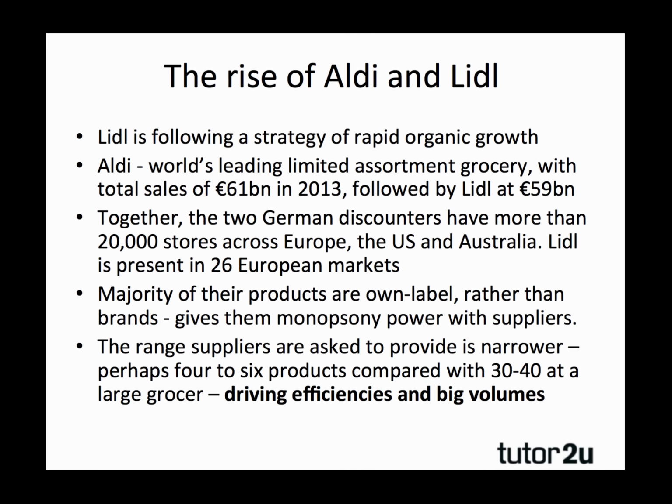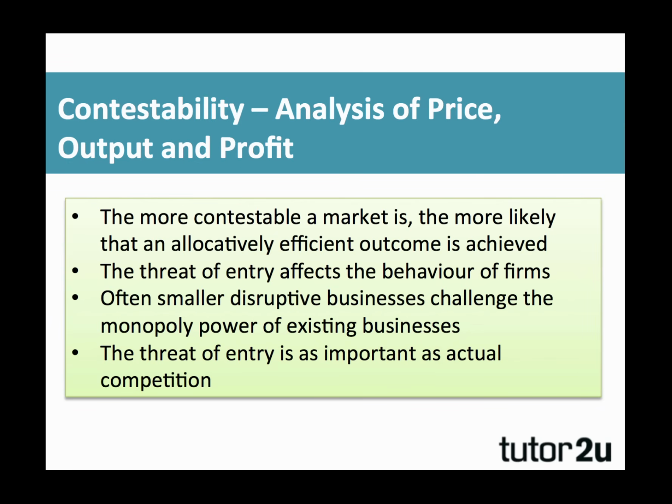Let's move on a little bit to the concept of how you show price and output in a contestable market. Now for A2 micro, everybody, it's incredibly important to be able to use the ideas of economic efficiency when you're drawing your analysis diagrams. If we think about contestable markets in generic terms, the more contestable is the market, it's more likely that we'll get an allocatively efficient outcome, where price is closer to marginal cost.